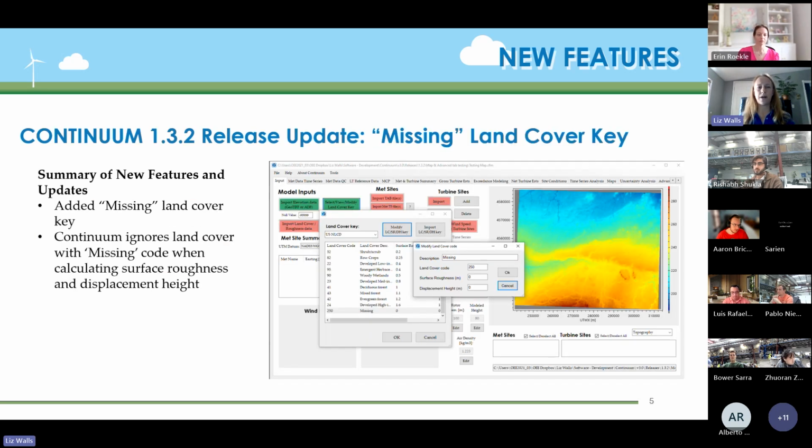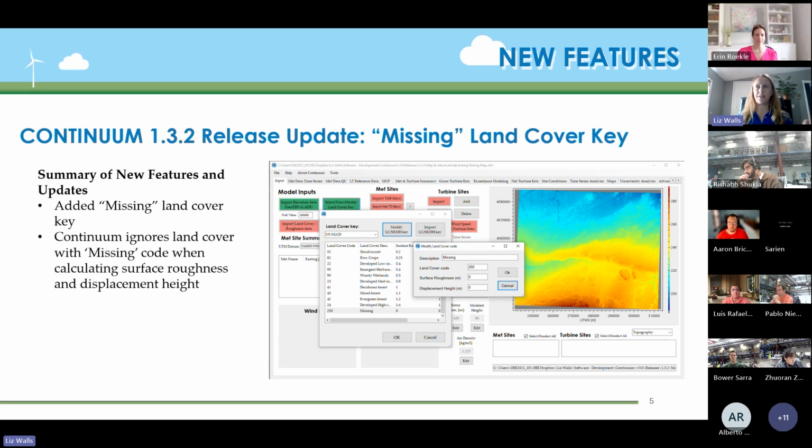So the first one was brought up by a user here in the US who is using the US National Land Cover Database in his modeling. For those of you who don't know what a land cover key is, the land cover key simply converts land cover codes into a surface roughness and a displacement height, which are then used in the wind flow model.